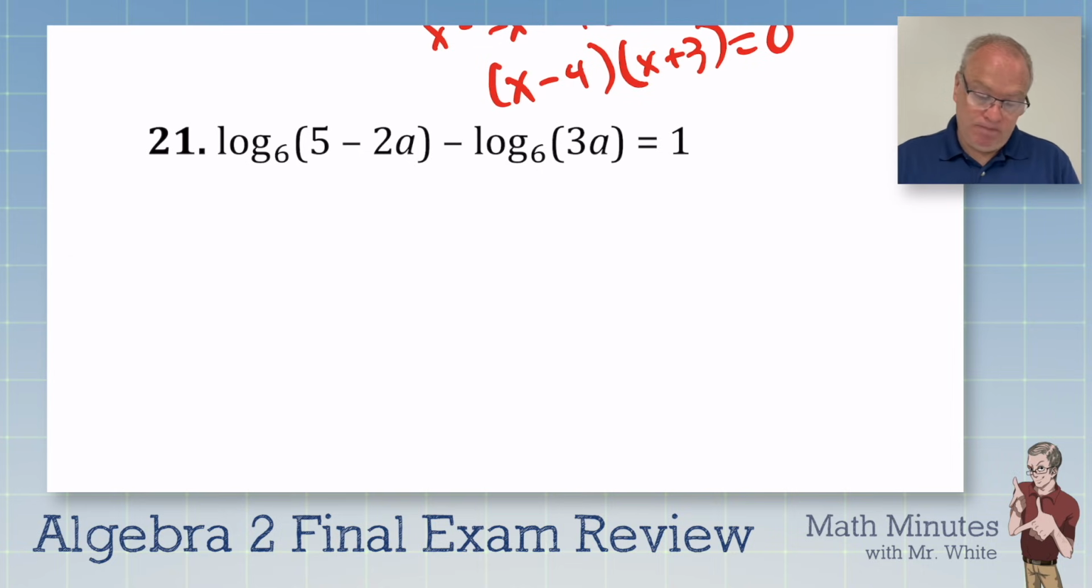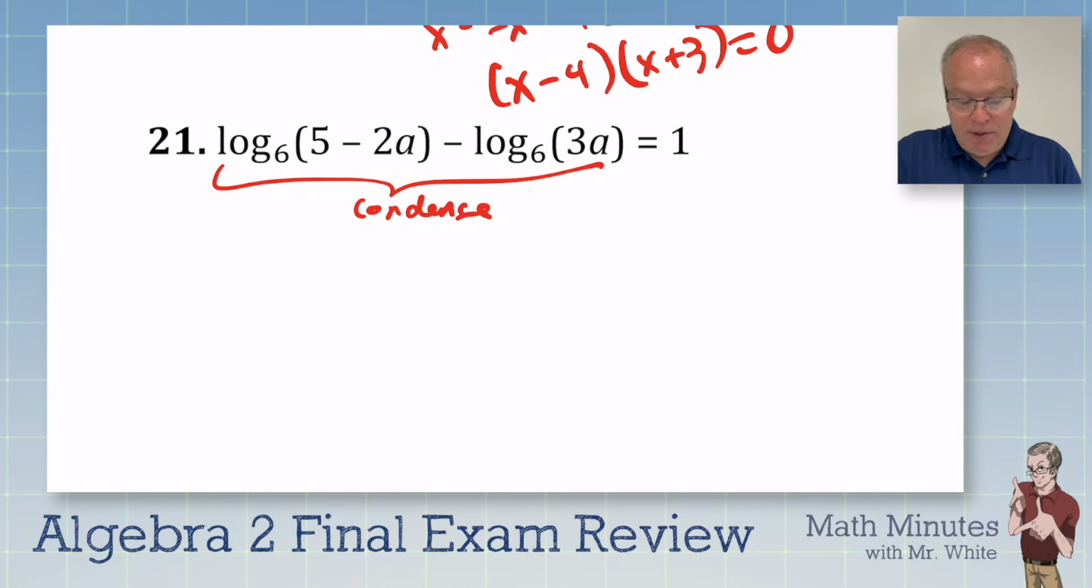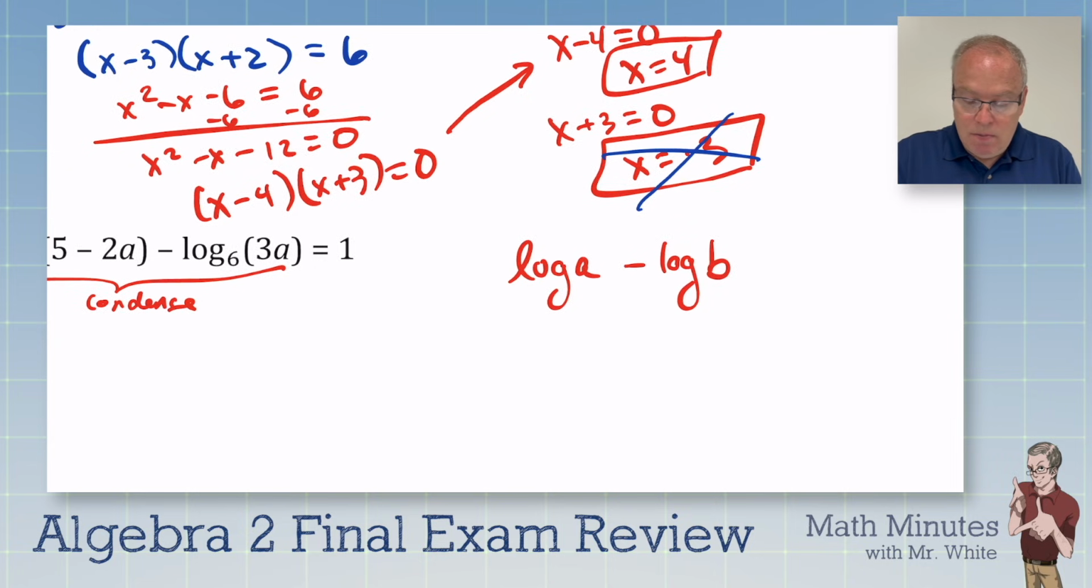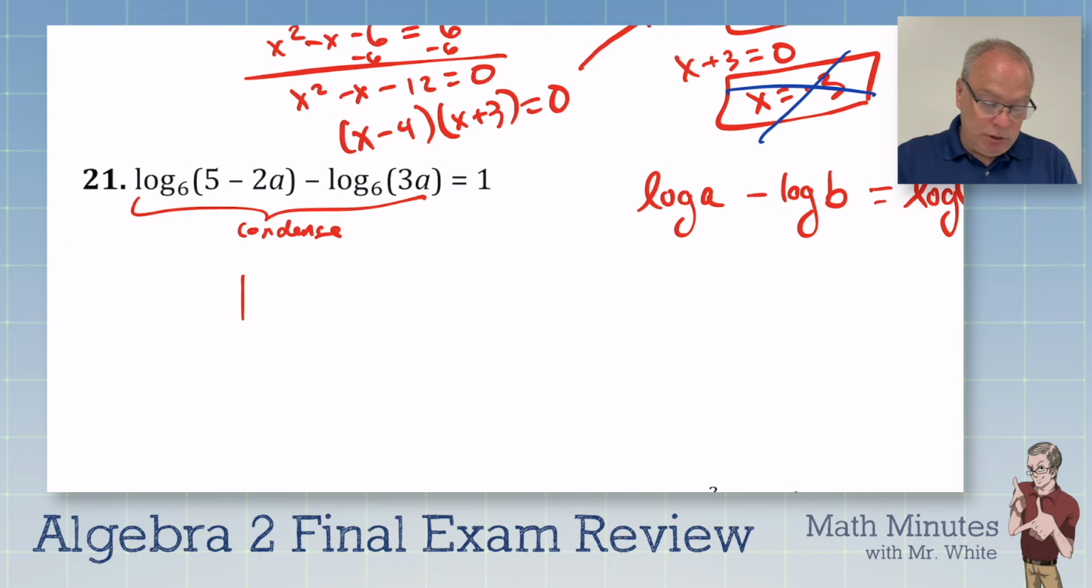What are we going to do here? Once again, we're going to condense, but this time it's subtraction. Do you remember what the property is for subtraction? Log base A of x minus log base A of y is log base A of x divided by y. So instead of multiplication, you do division inside one log. So let's write that out. Log base 6 of (5 minus 2a) all over 3a is 1.